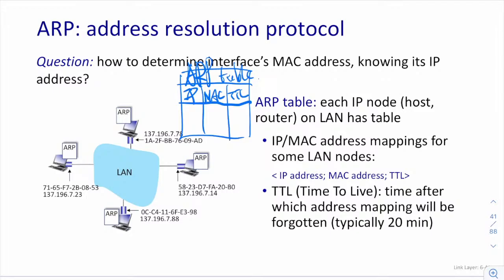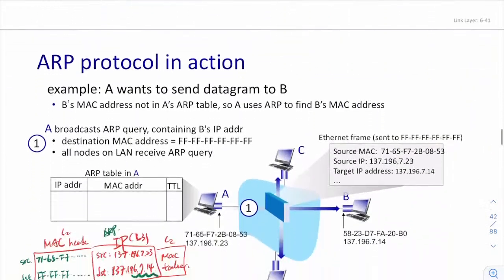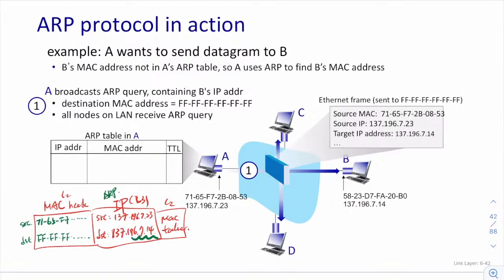But how does the operating system use the ARP protocol to get the MAC address? I'd like to show you right here. Supposedly A and B are two nodes in a subnet, and A's IP address is 137.196.7.23, and B is 137.196.7.14. So A and B know the IP address of each other, but A would like to know B's MAC address. So how do they do so? Let's take a look at this figure.